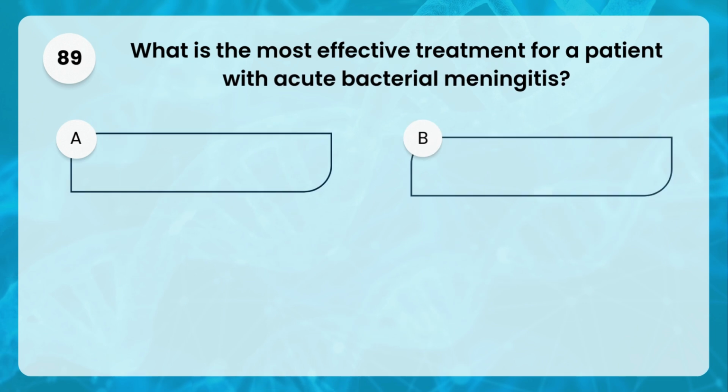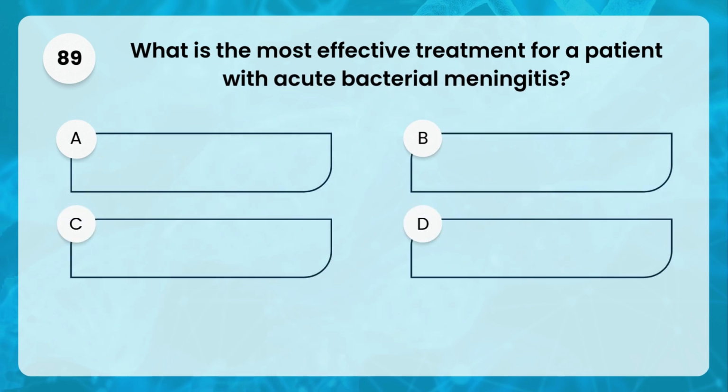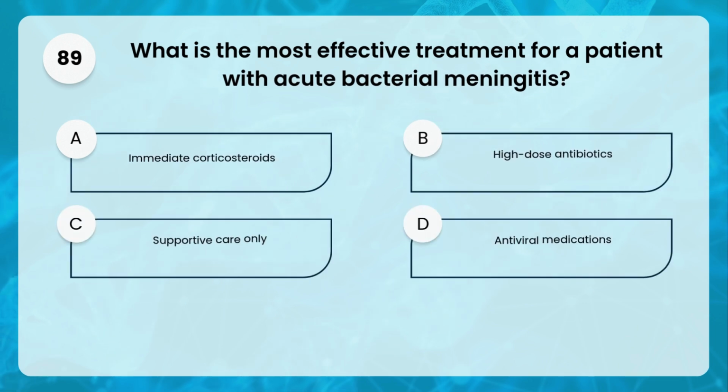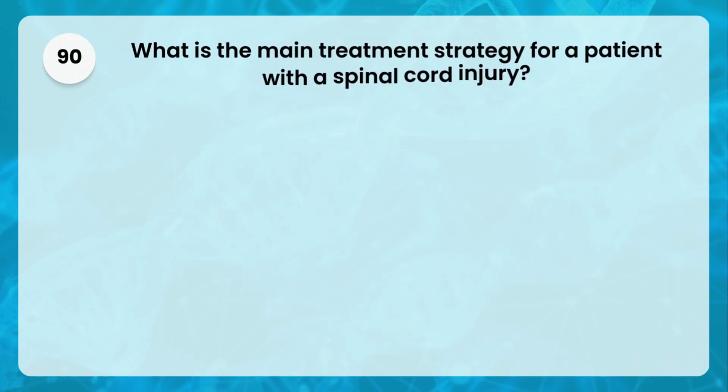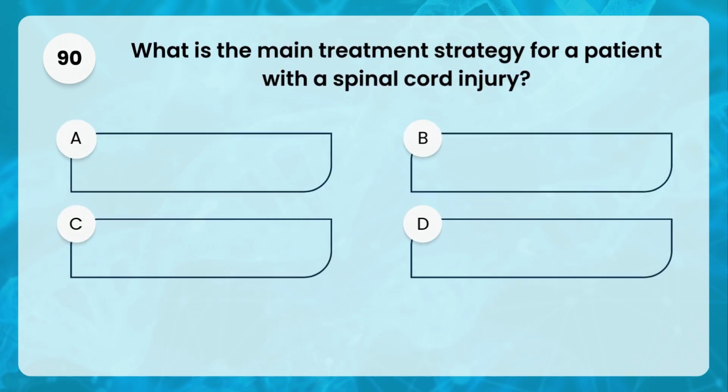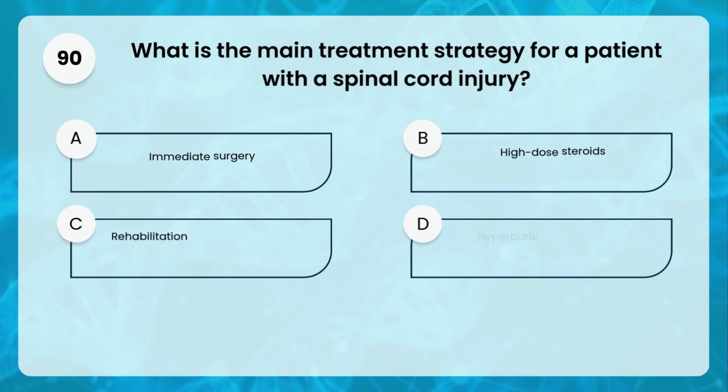Number 89. What is the most effective treatment for a patient with acute bacterial meningitis? A. Immediate corticosteroids. B. High-dose antibiotics. C. Supportive care only. Or D. Antiviral medications. The answer is B. High-dose antibiotics.